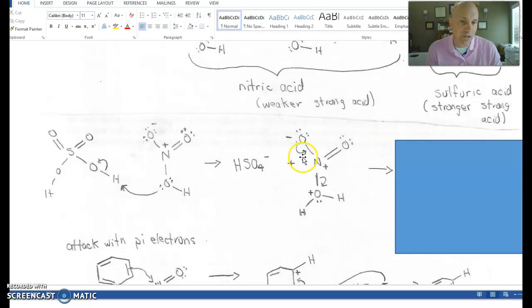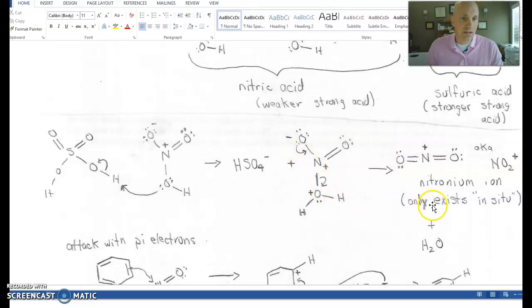So what we're going to do is, an electron pair from here goes in there, and the water leaves, and that ends up making this species right here, and that's called a nitronium ion, which is sometimes shown as NO2+. And the other thing it makes is water, so I show that just as a product here.